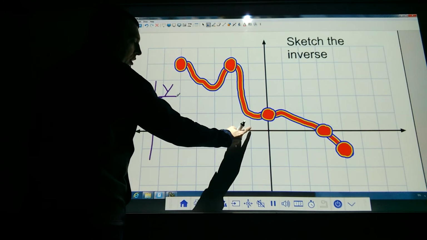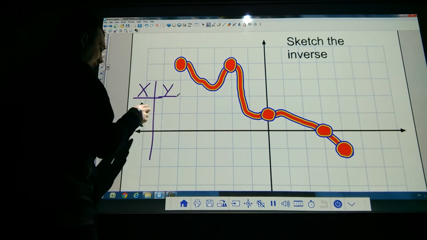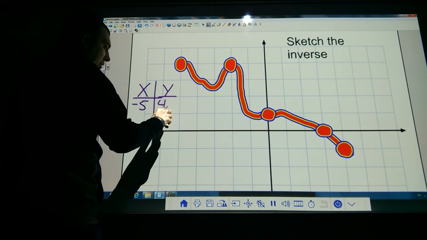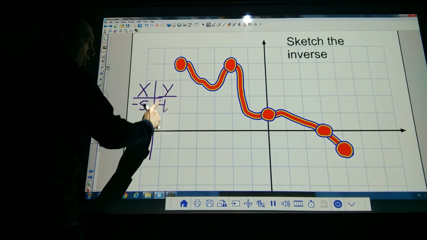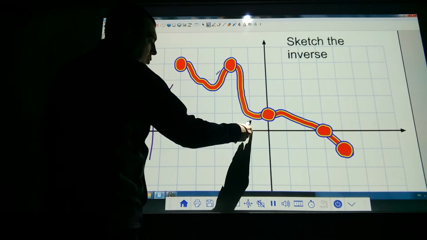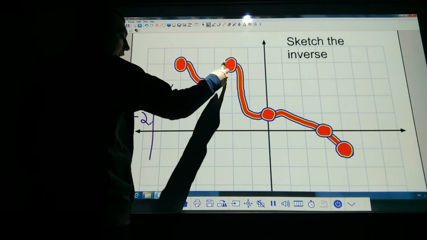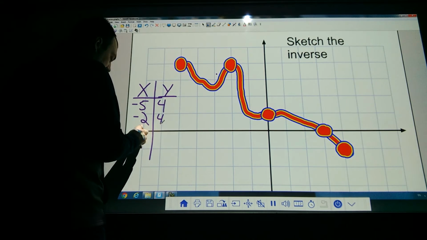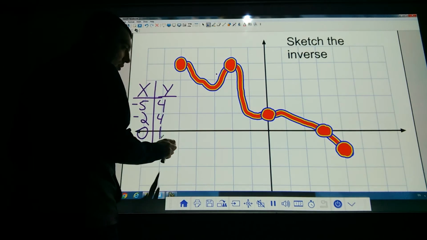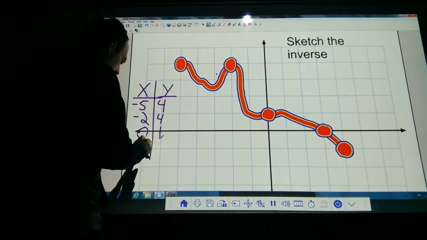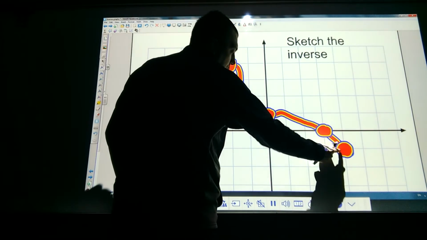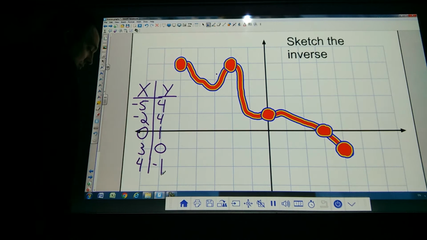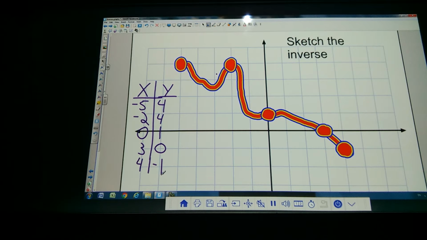So what's this point? -1, -2, -3, -4, -5. X is -5. Y is 1, 2, 3, 4. This is at the point -5, 4. Where's this point? -2, 1, 2. And y, I believe, is still 4. 1, 2, 3, 4. Yep. Where's this point? X is 0. Y is 1. Where's this one? 1, 2, 3. Y is 0. And this point? 1, 2, 3, 4. I believe that's -1. So you make a table. Figure out where the points are, you make a table.